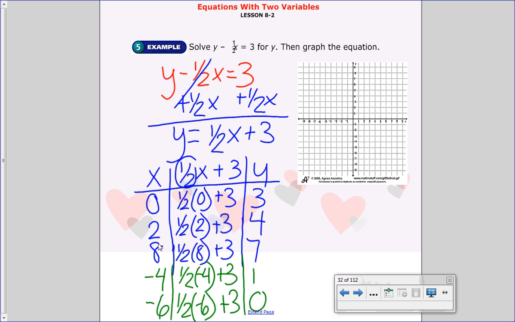So I have (0, 3), (2, 4), (8, 7), let's see, (-4, 1), and (-6, 0). Well, I have my points, and I connect the dots. And there we go. That's my equation.